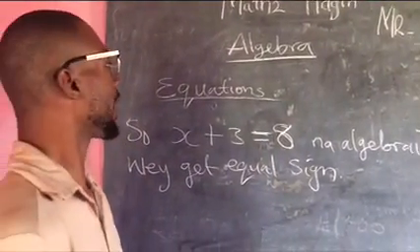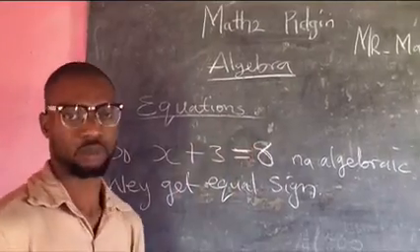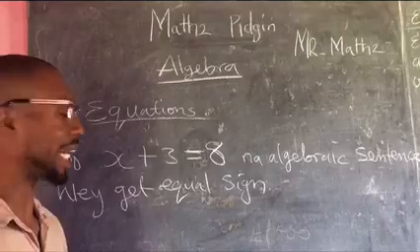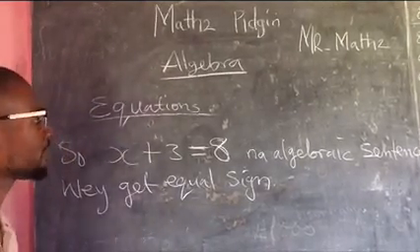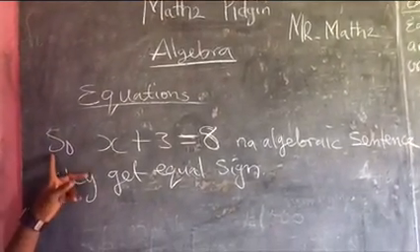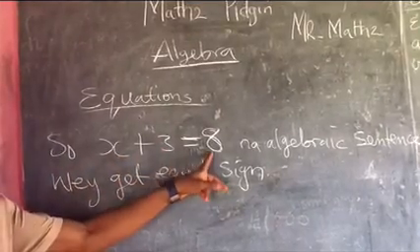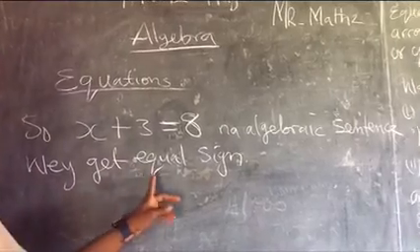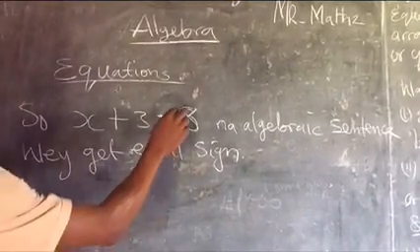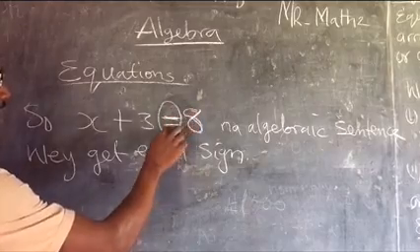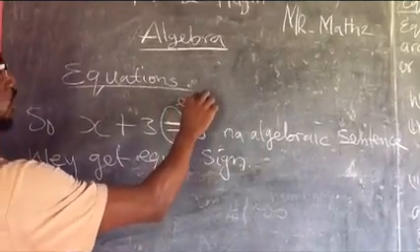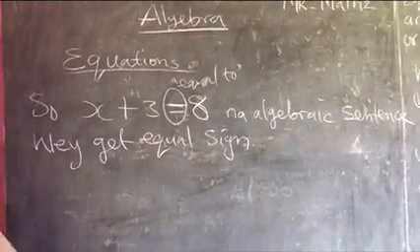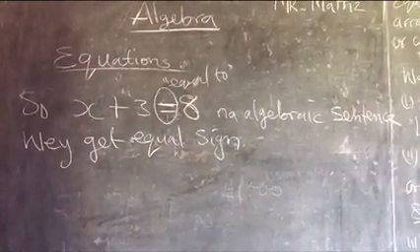So today for Algebra, we want to talk about equation. Abi? So follow me as you don't follow me for other class. Alright. So if we get x plus 3 equal to 8, now algebraic sentence we get equal sign. Equal sign what we mean na this one. This one na the equal sign. Equal to. Now it be the equal sign or equality.